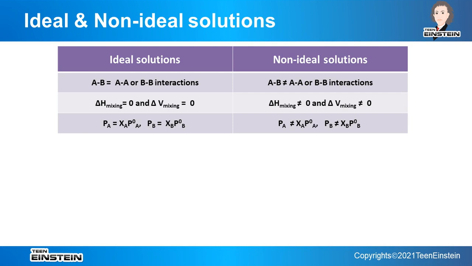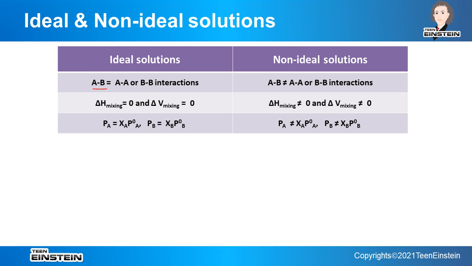Ideal and non-ideal solution. The main difference between these two types of solution. We will compare the features in which they differ from each other. So here, the interaction of A and B, that is, the mixture of A component and B component, if we consider, they are forming an ideal solution.